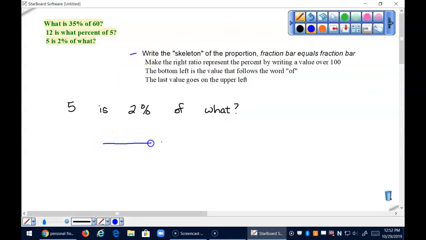So skeleton: percent, something after of, something we haven't used yet.